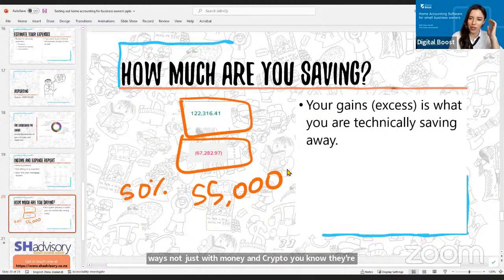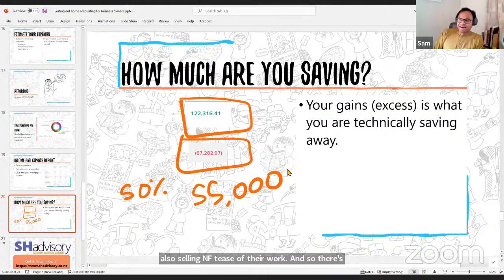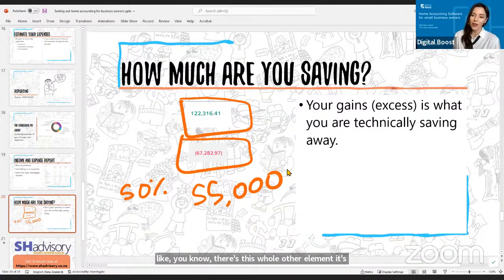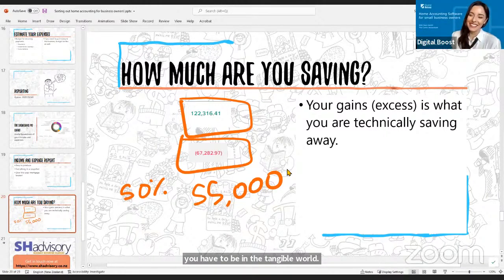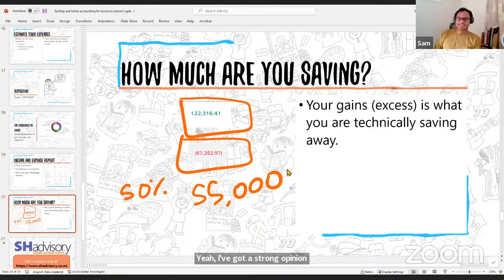I think it'd be cool to have a look at that, because I know some artists that are selling actual physical prints of their work, but they're also selling NFTs of their work. So there's this whole other element. It's that whole metaverse kind of world, Sam. And I know you like to be in the tangible world. I've got a lot of strong opinions about NFTs, but I think we can save them for a different session.